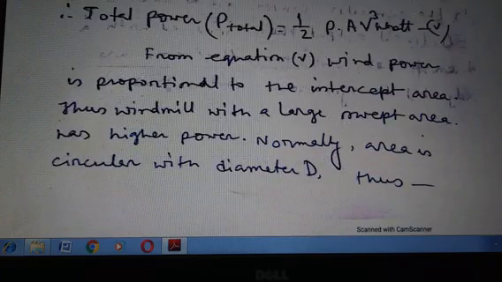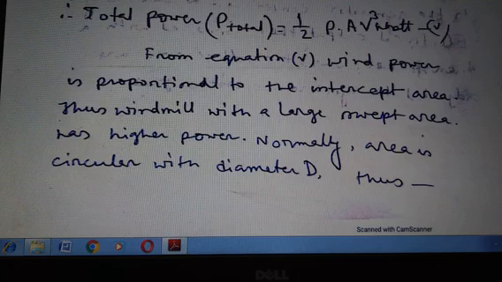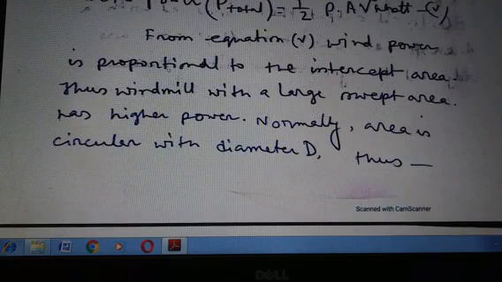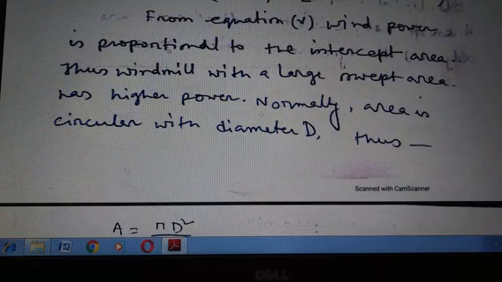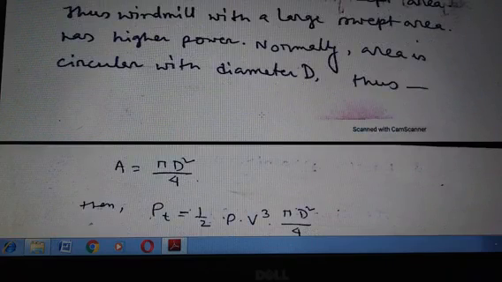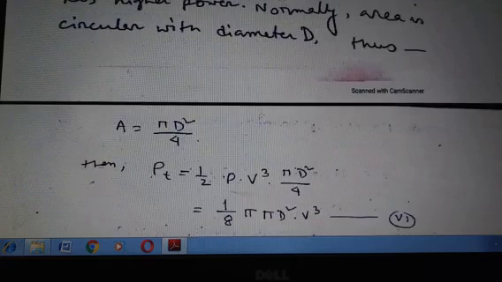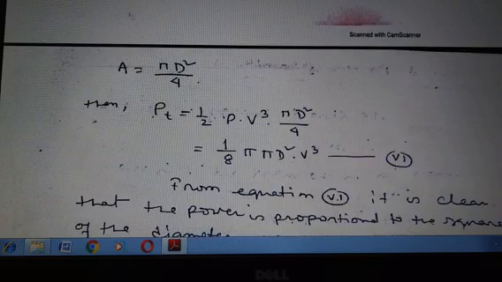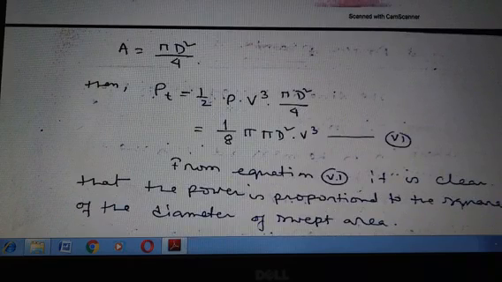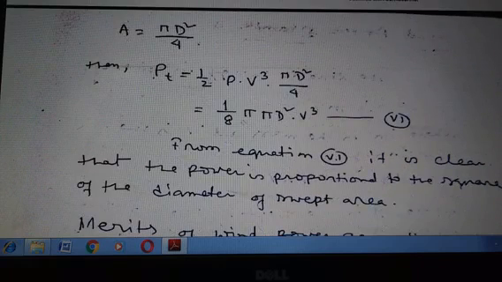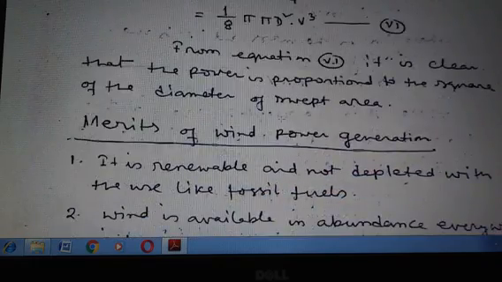From equation 5, wind power is proportional to the intercept area. The windmill with a large swept area has higher power. Normally, the area is circular with diameter d. Thus, A equals pi d square by 4. Then P_t equals half into rho into v cube into pi d square by 4, and that equals pi by 8 into rho into d square into v cube.